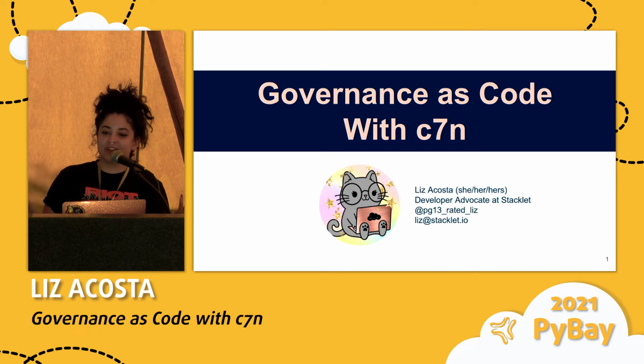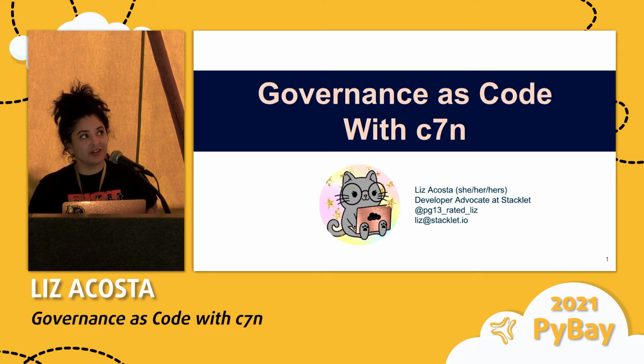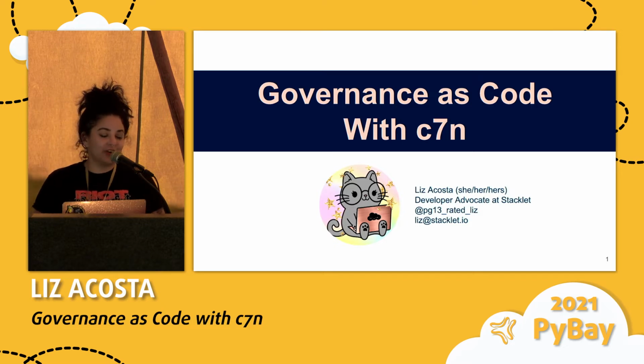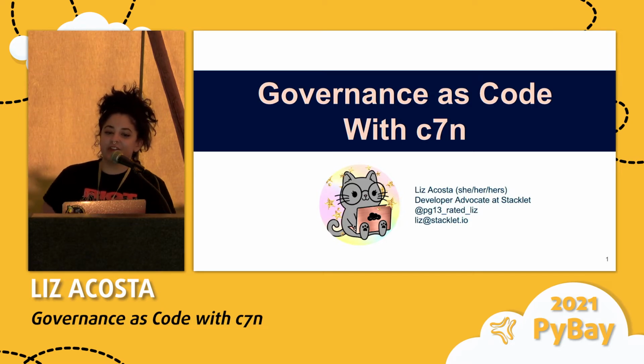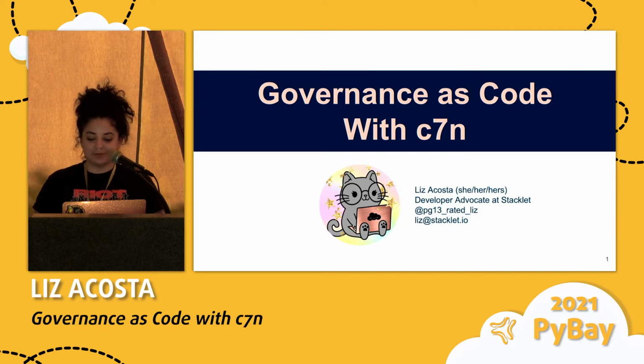And in the next couple minutes, I'm going to take you on a tour of governance as code and C7n, which is also known as Cloud Custodian.